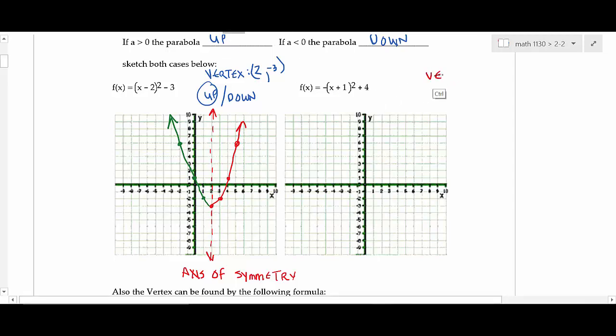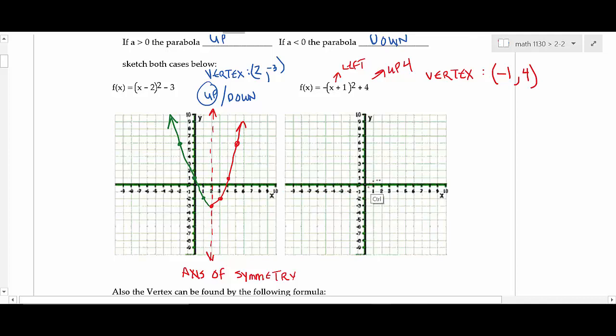What is the vertex on this second one here? Yeah, you're going left 1. Think of that as left 1. So that's why that's -1. And what does the 4 do? It makes you go up 4. So your vertex is really being moved left 1, up 4 like that, okay?